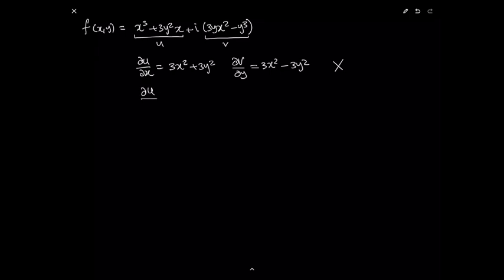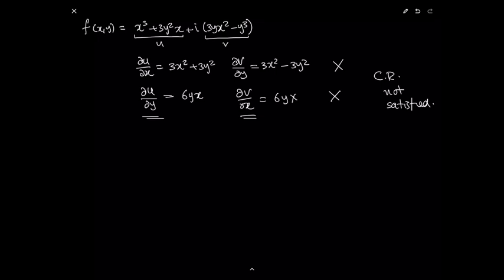Let's just check the other one. du dy is 6yx, dv dx is 6yx. This one should be equal to minus that one. Cauchy-Riemann not satisfied. So this is not analytic. In other words, you can't express it as an f of z.